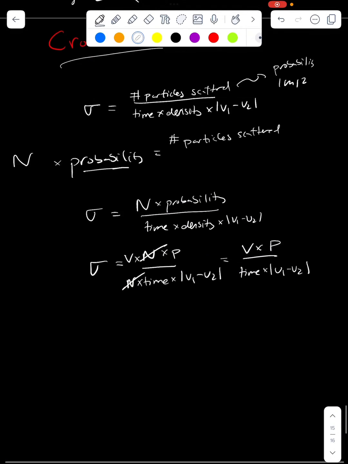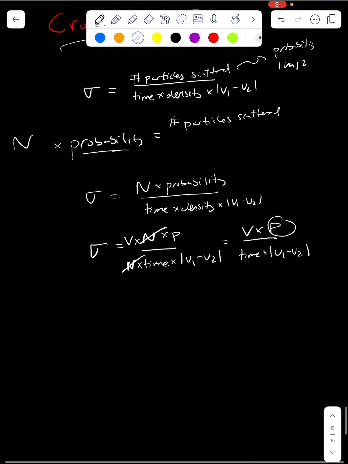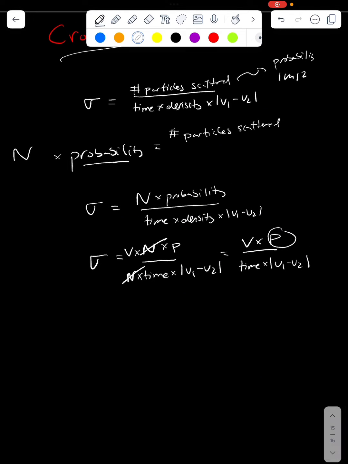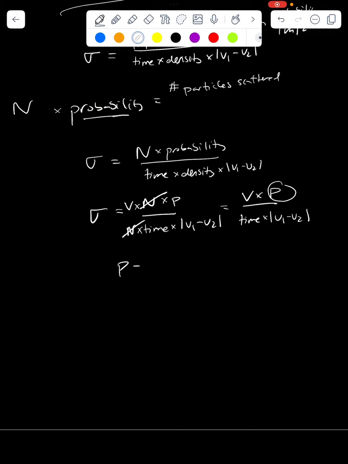So now what we have to do is look at this probability over here. Like, how is probability related to the matrix element? Because the probability isn't exactly equal to the matrix element, right? The probability is equal to the S matrix, at least the square of the S matrix. Oh wait, no, you don't talk about that yet. Sorry.